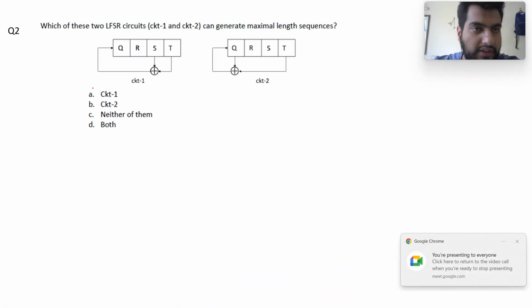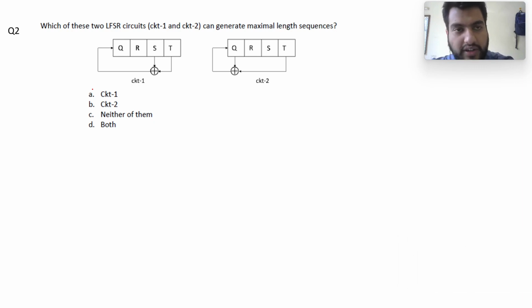Question number 2 states: which of these LFSR, so LFSR is linear feedback shift registers, circuit 1 and circuit 2 can generate maximum length sequences. So we know that the circuits which generate the primitive polynomials can generate maximum length sequences. A primitive polynomial is the one which generates a maximum length sequence.